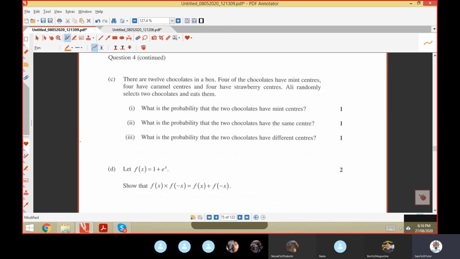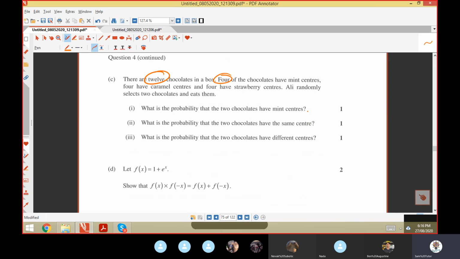Okay, remember it's only advanced, so don't overkill it. Let's have a read. There are 12 chocolates in a box. 4 of the chocolates have mint centers, 4 have caramel, 4 have strawberries. Ali randomly selects 2 chocolates and eats them. What is the probability that the 2 chocolates have mint centers?